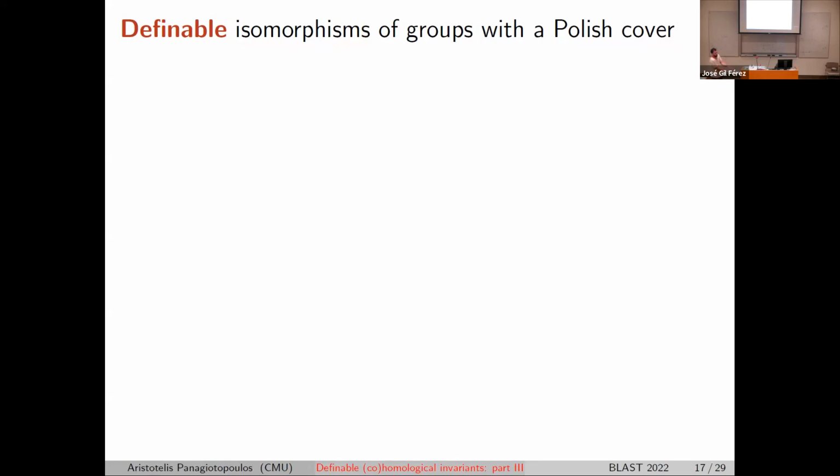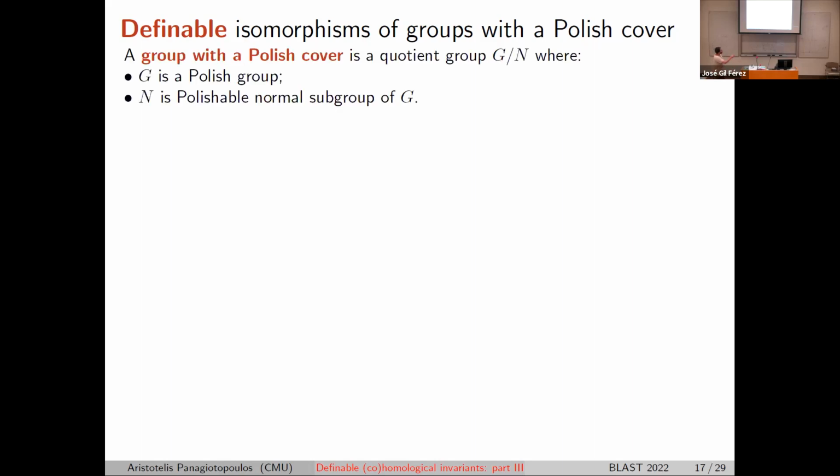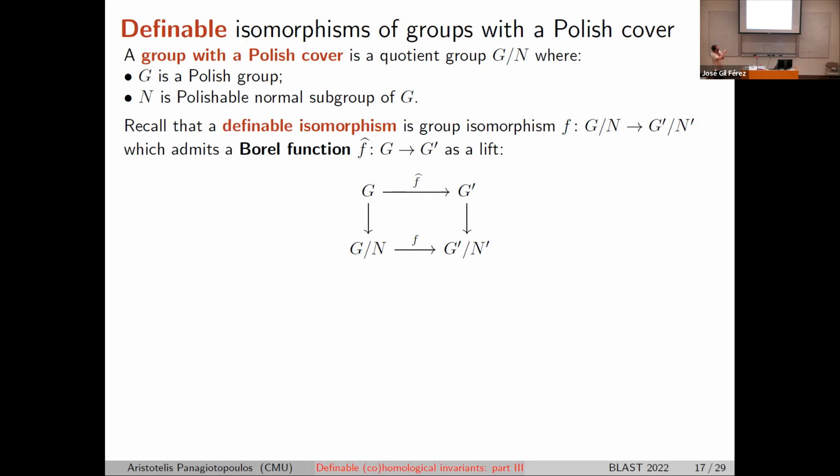So now we go to the category that we are more familiar with because we have discussed it a lot. These are now groups with a Polish cover, right? A group with a Polish cover is just a quotient G/N where G is a Polish group and N is a Polish normal subgroup of G. And if you remember, when I defined what a definable homomorphism means, I also discussed what a definable isomorphism means. A definable isomorphism is an abstract isomorphism of groups that has a Borel map as a lift. Of course, if this is an isomorphism, you can invert it on the level of the quotient. And the question is, does the inverse also admit a Borel lift?